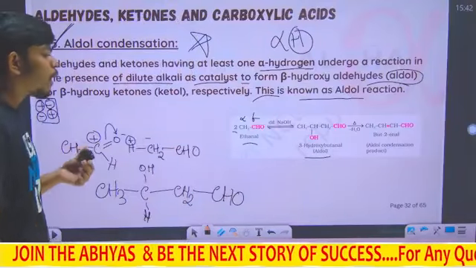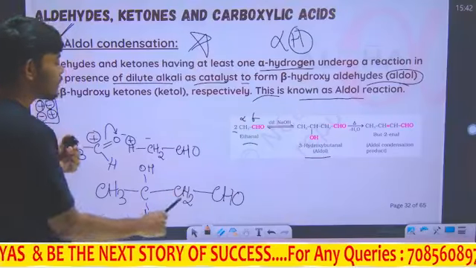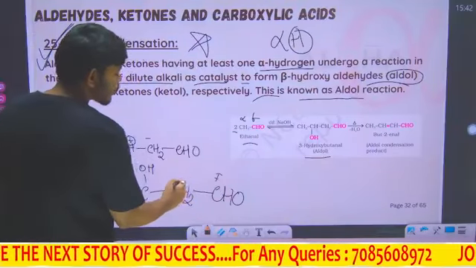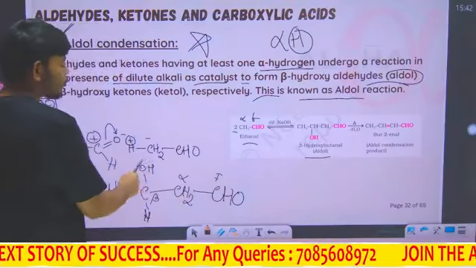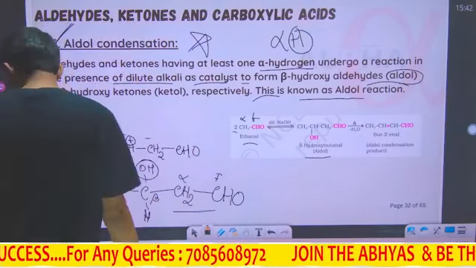And then, why beta hydroxy butanal, the aldol? Beta hydroxy, why? See, this is your functional group. This is your alpha. This is your beta. The hydroxy group is present at the beta position. That's why it is beta hydroxy aldehyde. It's called an aldol.